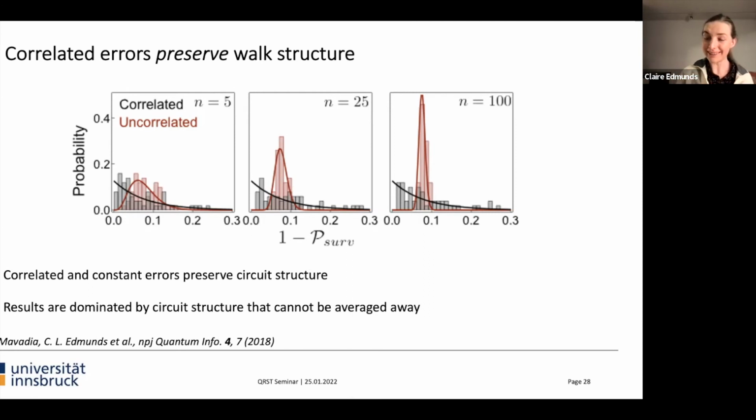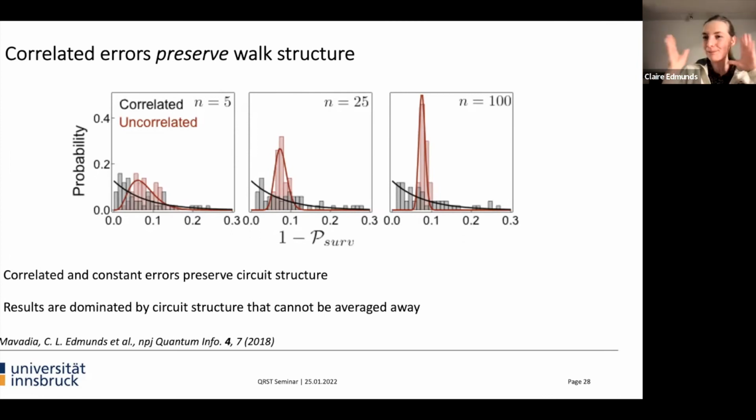The correlated distribution, on the other hand, remains really broad. We get this broad distribution that doesn't really change on the noise averaging. That's because the structure of the circuit and of the random walk does not get changed by our error process. It can only preserve it. It only stretches and shrinks it.